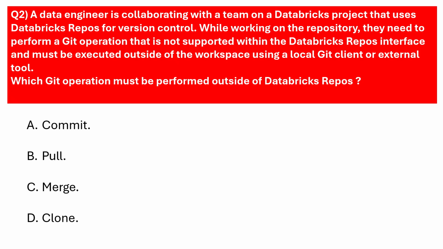Q2. A data engineer is collaborating with a team on a Databricks project that uses Databricks Repos for version control. While working on the repository, they need to perform a Git operation that is not supported within the Databricks Repos interface and must be executed outside of the workspace using a local Git client or external tool. Which Git operation must be performed outside of Databricks Repos?